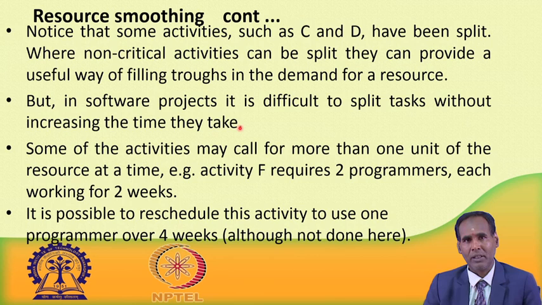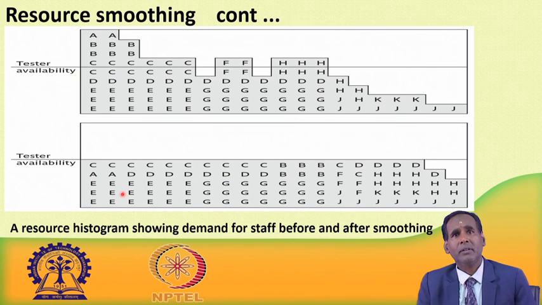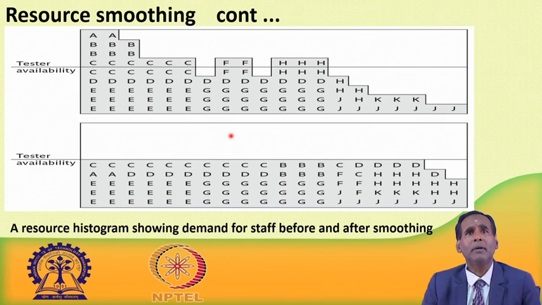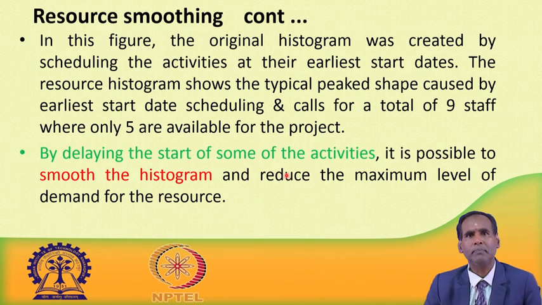That is another problem. Some of the activities may call for more than one unit of the resource at a time. For example, you see here F requires two persons for 2 weeks. That means 2 persons for activity F for 2 weeks. If you have less manpower, it can be replaced by taking only 1 person for activity F, but we can give it 4 weeks. Of course, we have not shown it here, but that is another possibility.